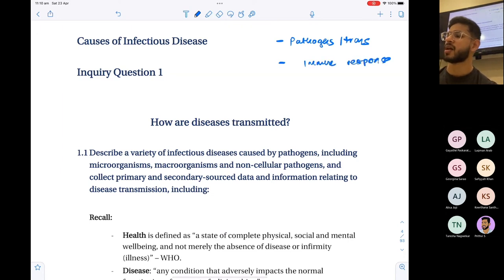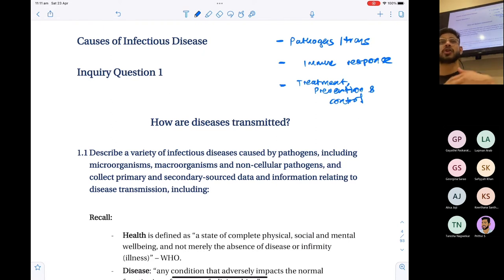And does anyone know what the last part of this module is all about? Think about it. We've spoken about the cause, your response, and good, treatment. What else, Rhea? Treatment and prevention. Anything else? Good, control. Literally, that is the structure of this module. So everything you learned, everything you currently learn, I want you to put it under these categories in your head. Cool. Now, pathogens. We begin with the smallest pathogen and we work our way up.